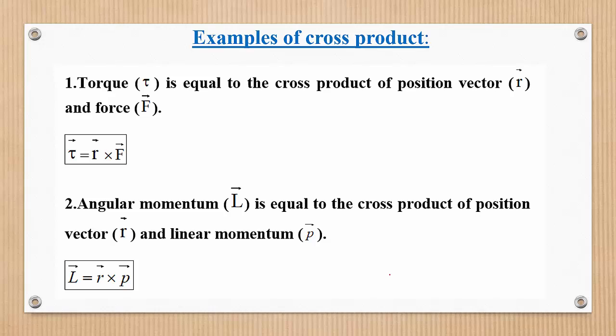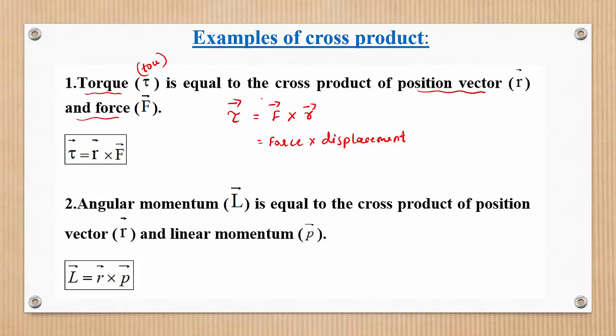You can observe some examples for cross product. Torque. The first example is a torque and it is denoted by the symbol tau. What is this? Tau. Torque is equal to cross product of position vector into force. Generally, you are going to study later about the term torque. Torque is given by F cross R. This is the expression for torque. F indicates force, R indicates displacement, or you can take it as a position vector. Both are same. Force into displacement.